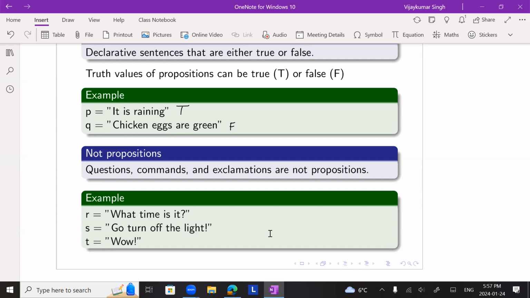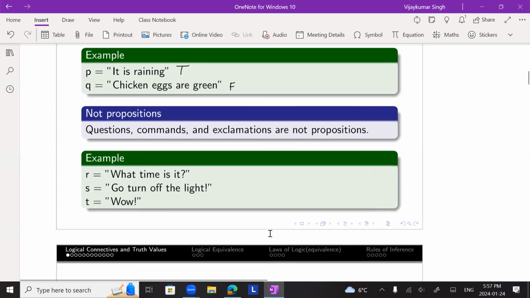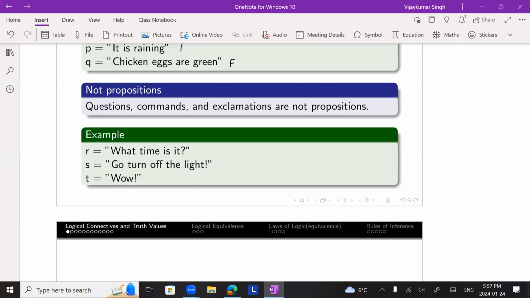Okay. So not everything said out is a statement. For example, what time is it? This is not a statement, it's a question. Or go turn off the light. This is a command. This is not a statement. Or wow, that's not a statement either. All right. So we have some intuition now of what are statements.